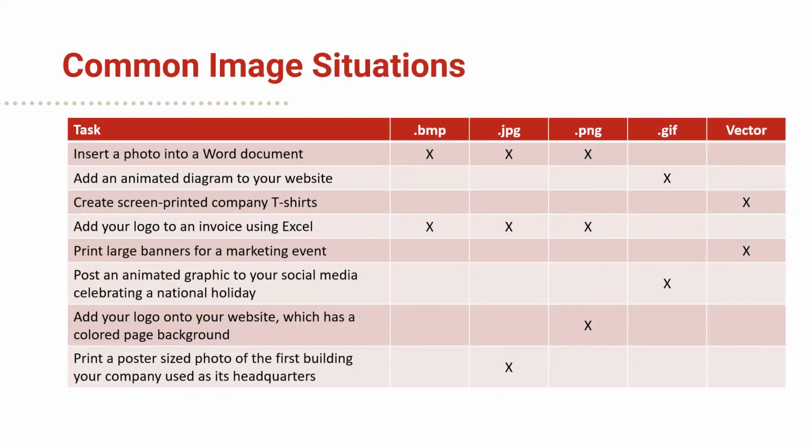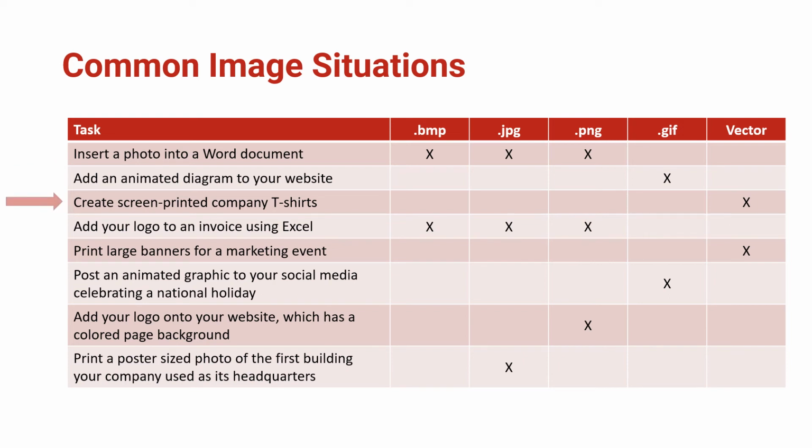Here are some common situations where you would use image files in day-to-day business settings, and some suggestions for the best file types to use. If you're inserting a photo into a Word document, a bitmap, JPEG, or PNG should all work perfectly for you. Just be sure the image resolution is high enough that the photo doesn't look grainy when you insert it into your file. If you'd like to add an animated diagram to your website, you'll use a GIF.